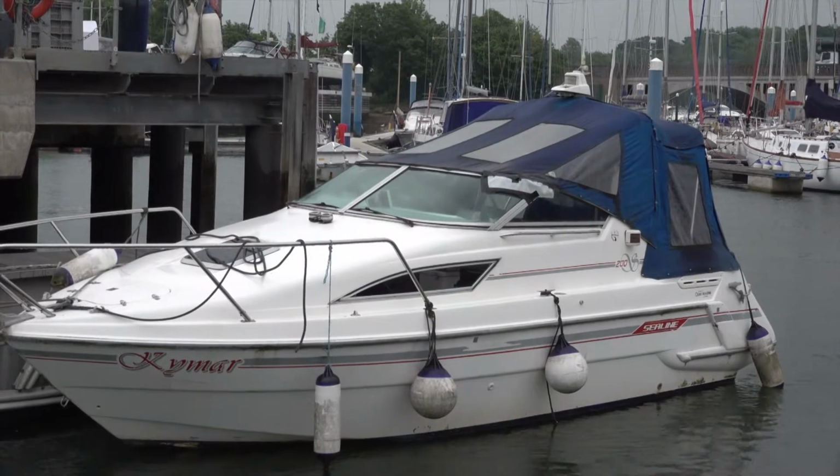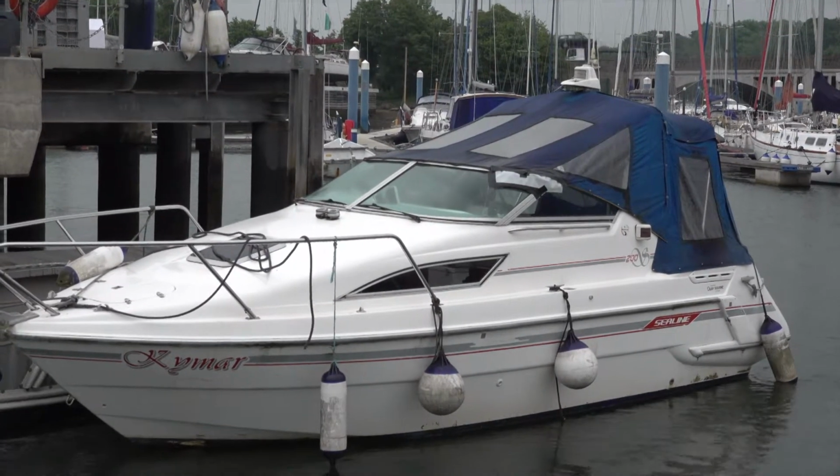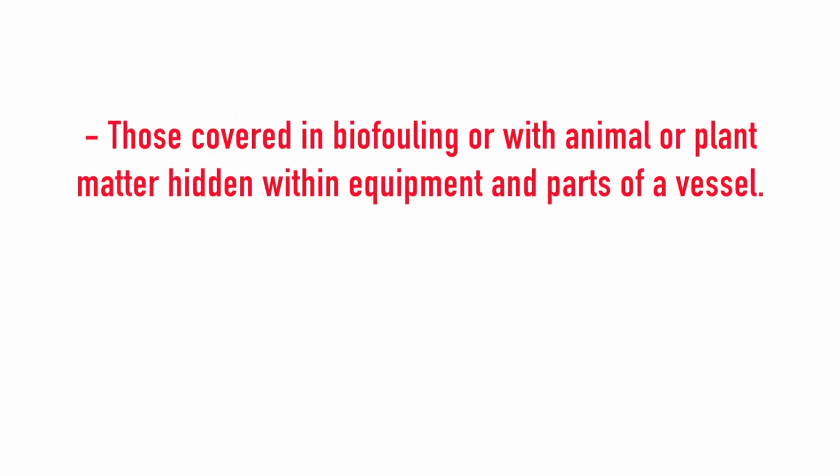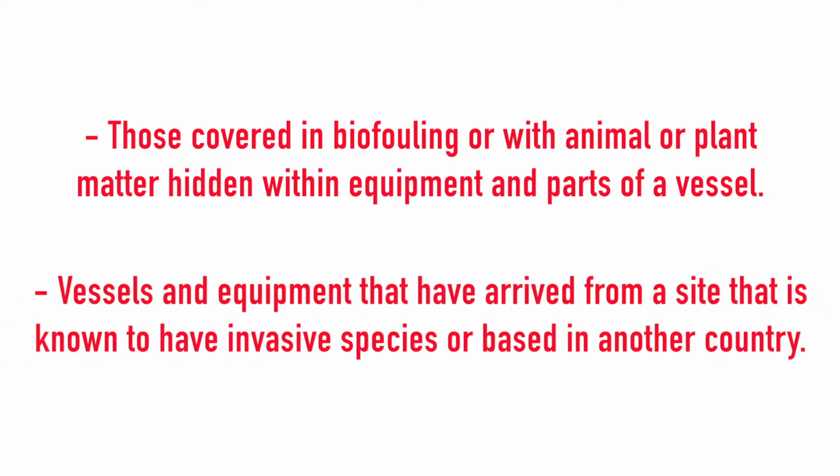Step 2. Understand how invasive species can be introduced. Identify the movements of vessels and equipment into and around your site. Where are they coming from? Are they similar or different conditions to your site? Identify high-risk vessels and equipment at your site, such as those covered in biofouling or with animal or plant matter hidden within equipment and parts of a vessel. Vessels and equipment that have arrived from a site known to have invasive species or based in another country.